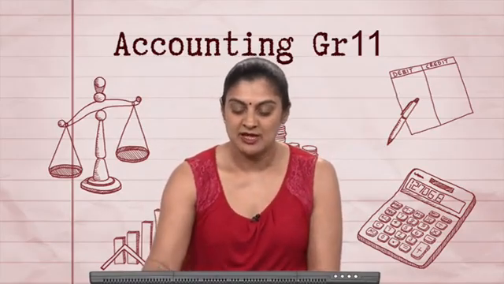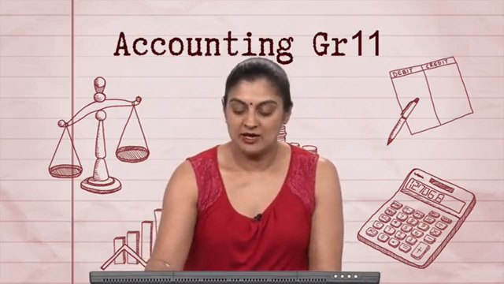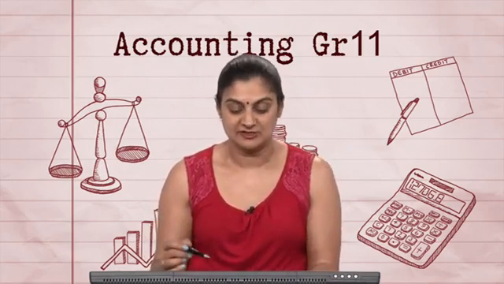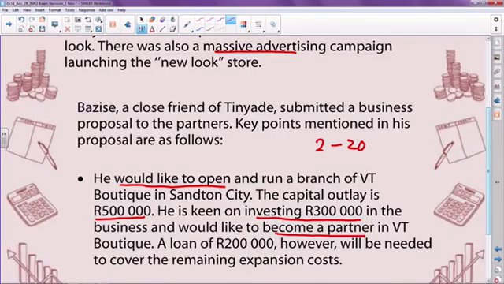Now remember guys, a partnership, we're talking about a simple partnership, can range anywhere from 2 to 20 partners. So you've got this third person that wants to come in, wants to contribute to the business and wants to invest in the business. He is keen on investing 300,000 and would like to become a partner in VT Boutique. A loan of 200,000 Rand, however, will be needed to cover the remaining expansion costs. That's the proposal that he is submitting to the business.